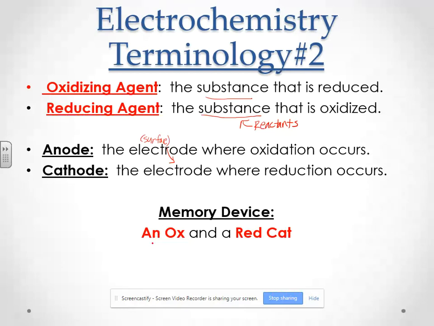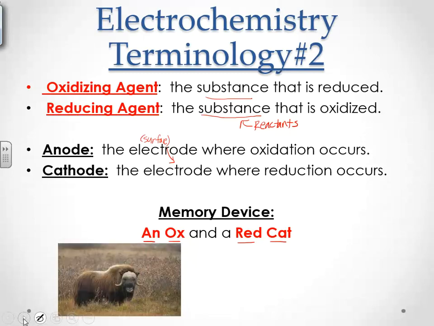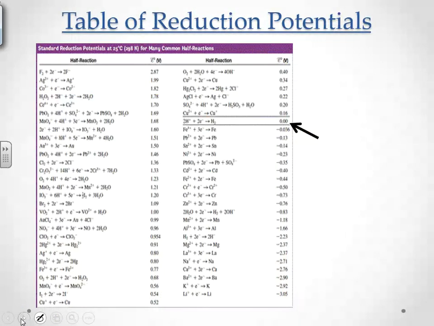Now, here's another memory device to help us with some of these terms that relate anode and cathode with oxidation and reduction. So remember the saying, an ox and a red cat. The anode is where oxidation occurs. The reduction will always occur at your cathode. So you've got an ox and a red cat. Hopefully that will help you remember that.